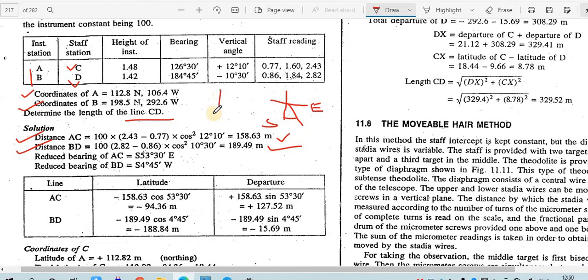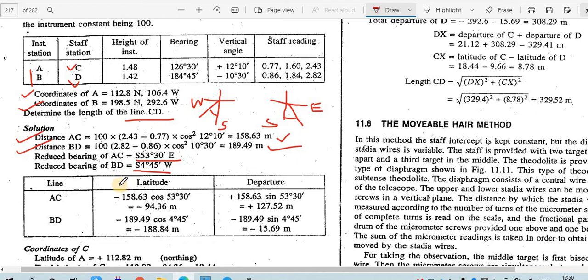Okay. Similarly, 184 degree 45 minutes is coming somewhere here. So south is near and this will be west. The angle will be 184 degree 45 minutes minus 180, that will be 4 degree 45 minutes southwest. So in this way we have converted it into the reduced bearing.